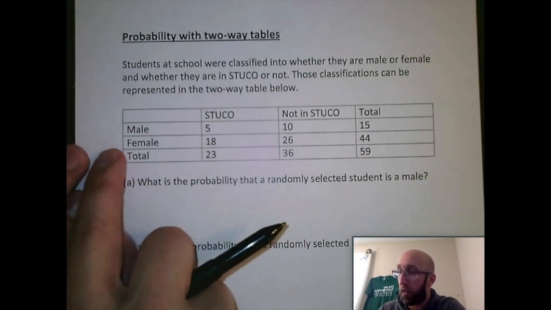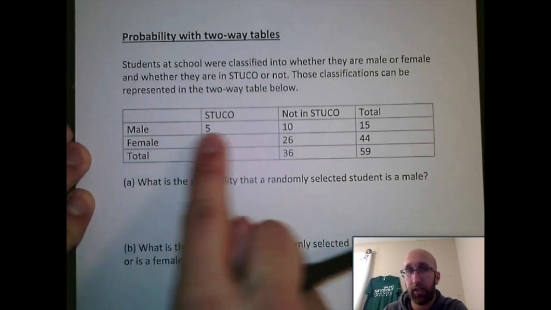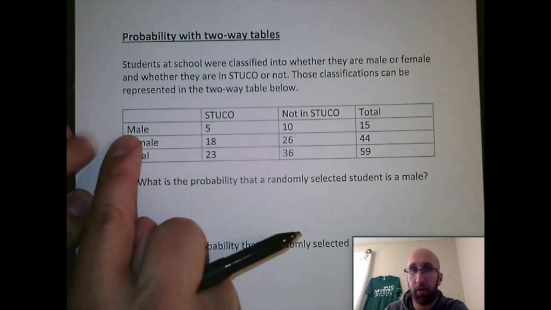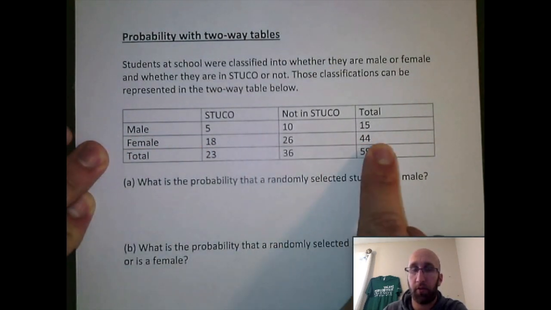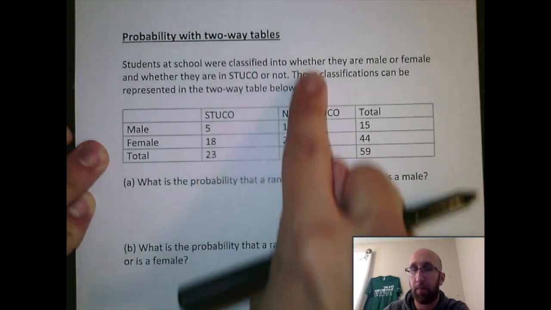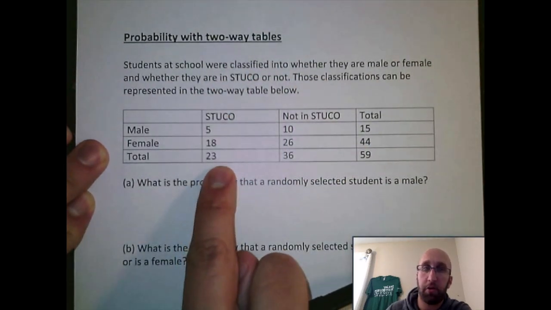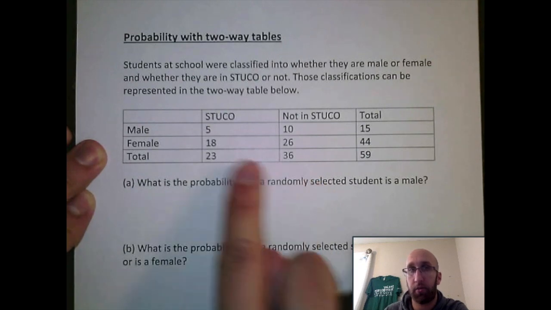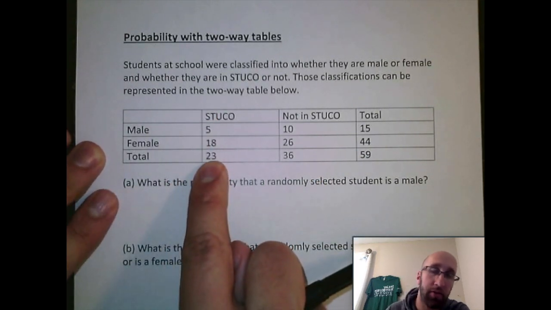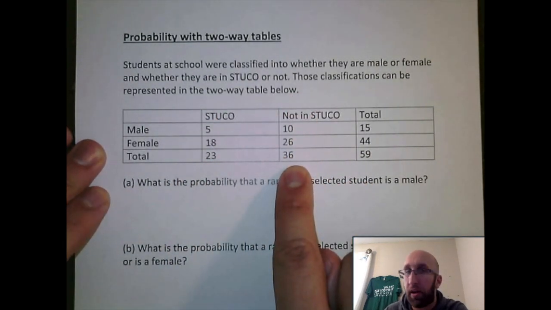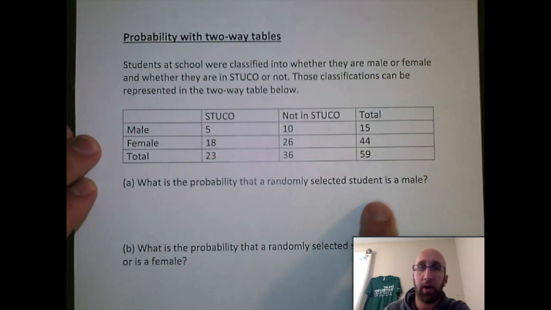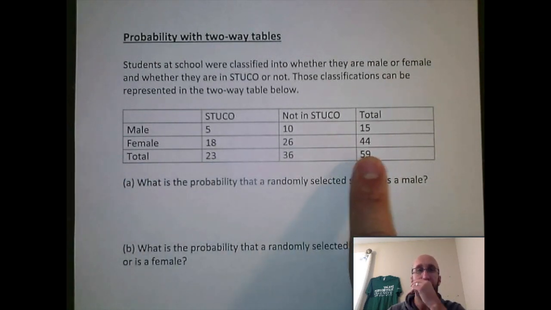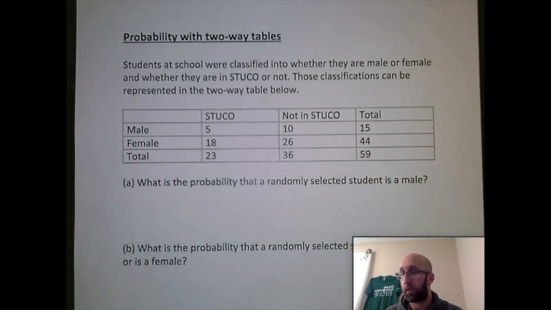So the gender classification is the rows. So there's our males and female breaking down. So males, there's 15 total. Females, there's 44 total. And then across the top, our columns is, are you in Stuco or are you not in Stuco? So we have 23 students in Stuco, 36 that are not in Stuco. Altogether, we talked to, if you look at our total column and total row, 59 total students, okay?